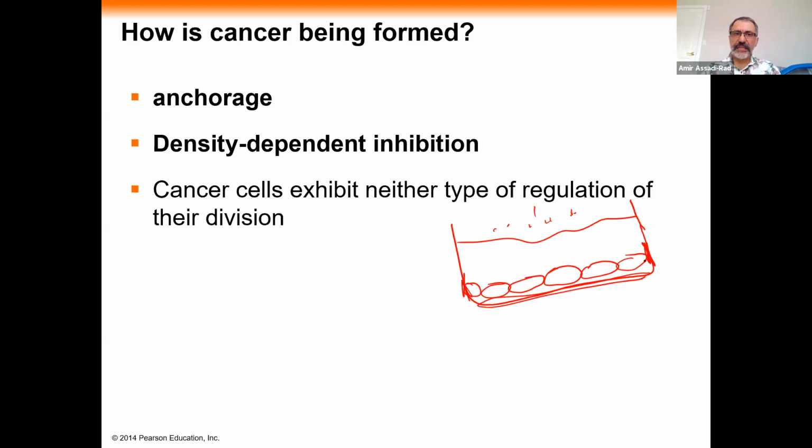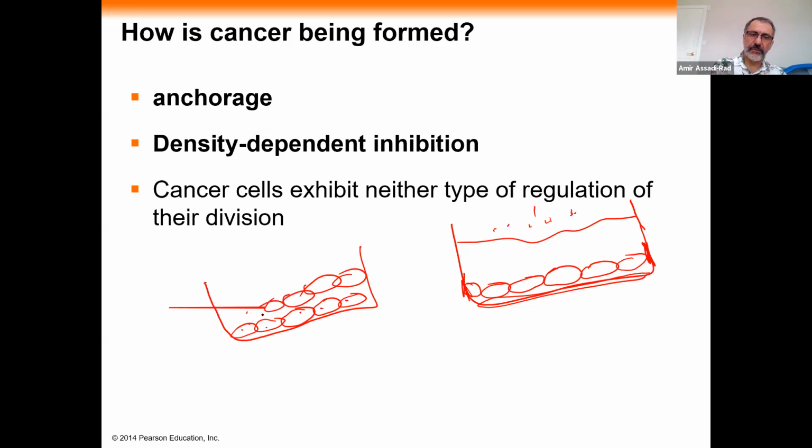Okay. And then density-dependent inhibition. So when you have the same thing, they start growing, they start undergoing mitosis. When they touch each other, they have receptors on the surface of the cell, okay? They have receptors on the surface of each other. They say, okay, stop. We are touching each other. That's enough. It's called density-dependent inhibition. What happens with cancer cells? They do not have this anchorage and density-dependent inhibition. They keep multiplying and multiplying and multiplying, okay?